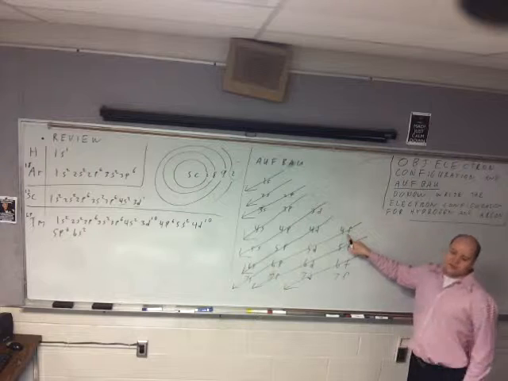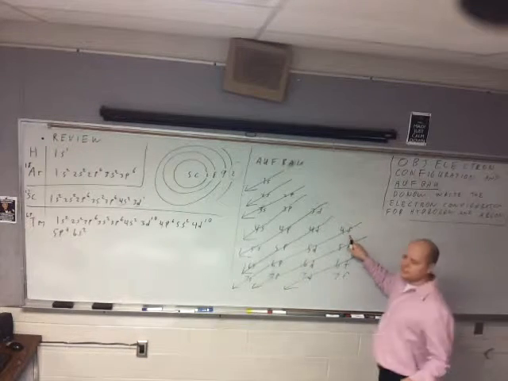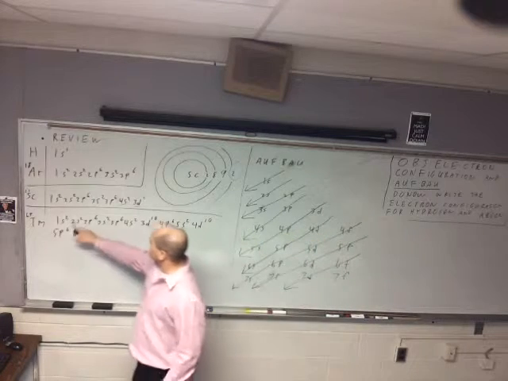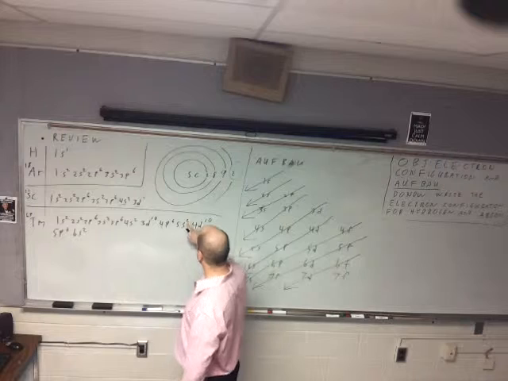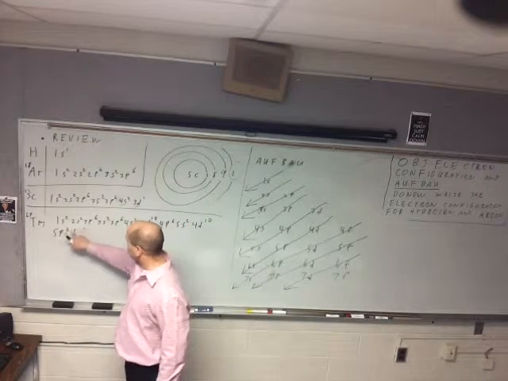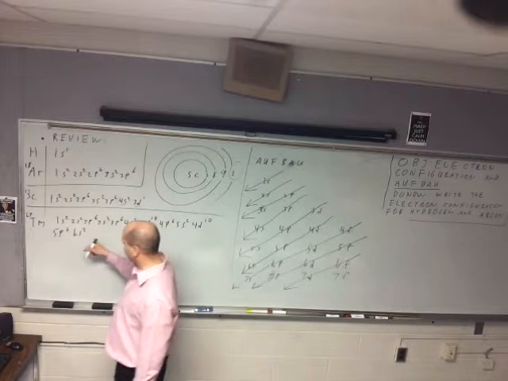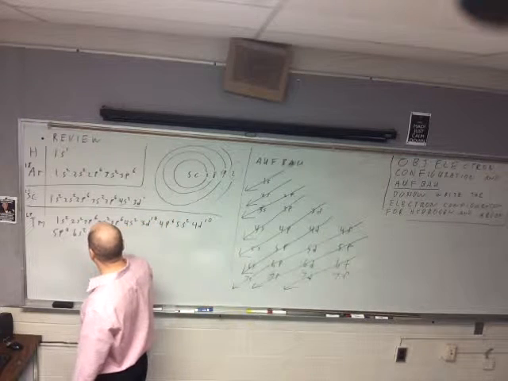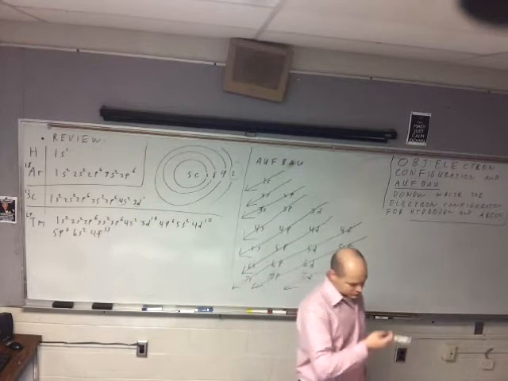How many does the f hold? F holds 14, right? But I don't think we have enough electrons to go to 14. Let's count. 2, 4, 10, 12, 18, 20, 30, 36, 38, 48, 54, 56. We need 13 more, right? To get to 69, so it's going to be 4f13. So there we go.